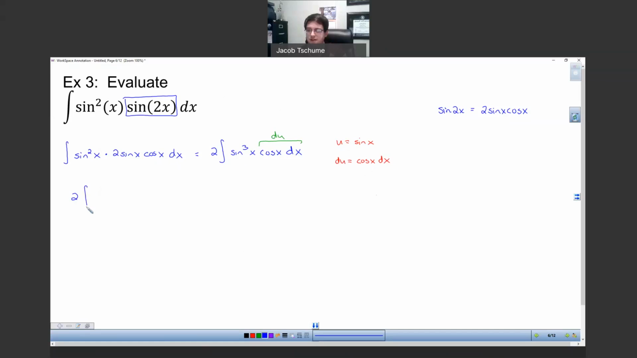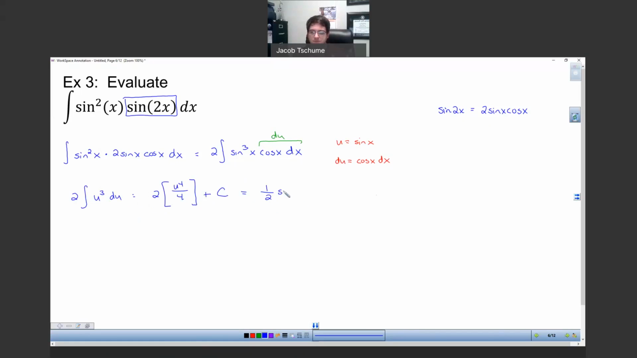Substituting that information in, sine cubed would become u cubed, and just like we wanted to, those last two pieces become our du term. Add 1 to the power and divide by the power. So that would be u to the 4th over 4 plus c. Well, bringing the 1/4 out and combining it with the 2 will give you a 1/2.